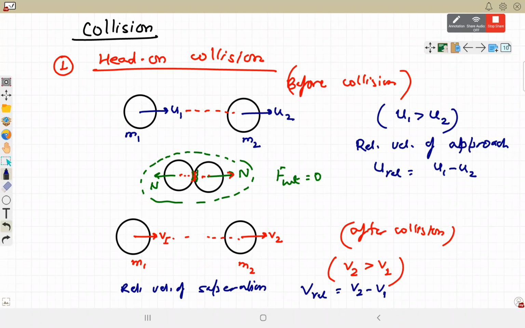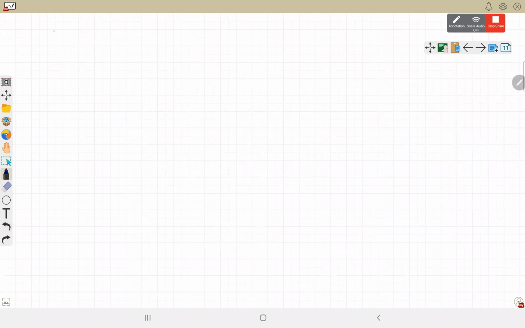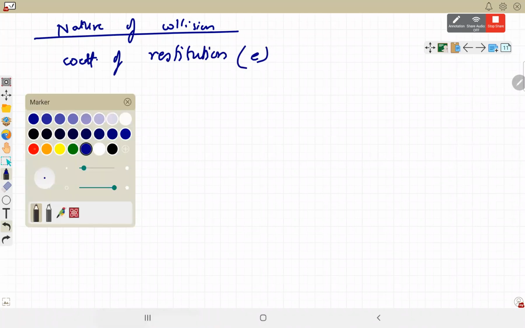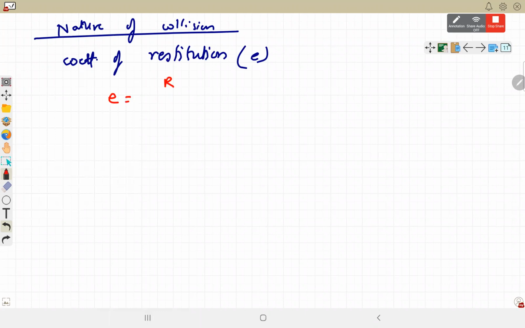That's why another equation that is written is in terms of the ratio of relative velocity of separation to relative velocity of approach. So the nature of collision is represented by another constant called the coefficient of restitution. Nature of collision is decided by, governed by, represented by the coefficient of restitution e. Coefficient of restitution is equal to relative velocity of separation divided by relative velocity of approach.